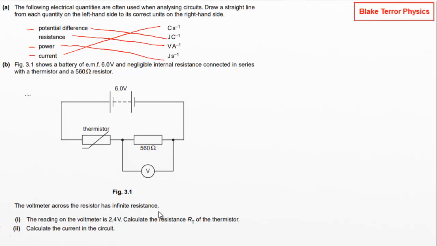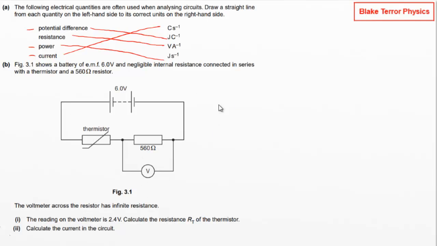Right, part B, figure 3.1 shows a battery, EMF 6 volts, negligible internal resistance, connected in series with a thermistor and a 560 ohm resistor. Right, voltmeter across the resistor has infinite resistance. Well, I doubt that it does, but we can assume that it does for this question. Right, the reading on the voltmeter is 2.4 volts. Calculate the resistance RT of the thermistor.